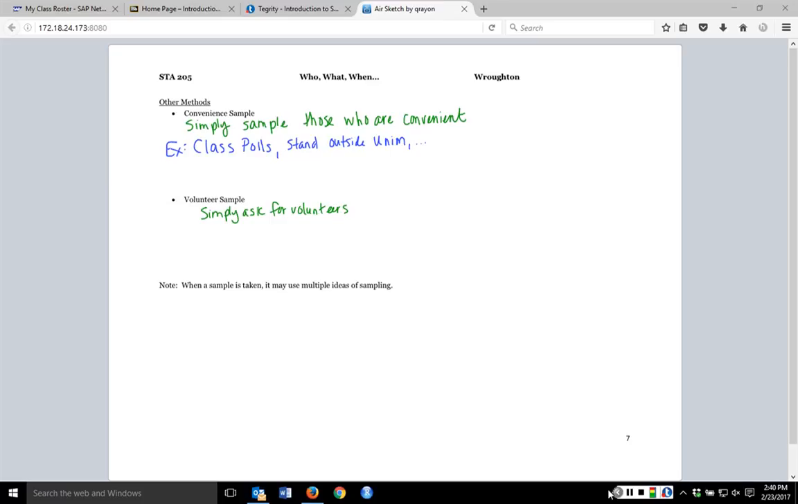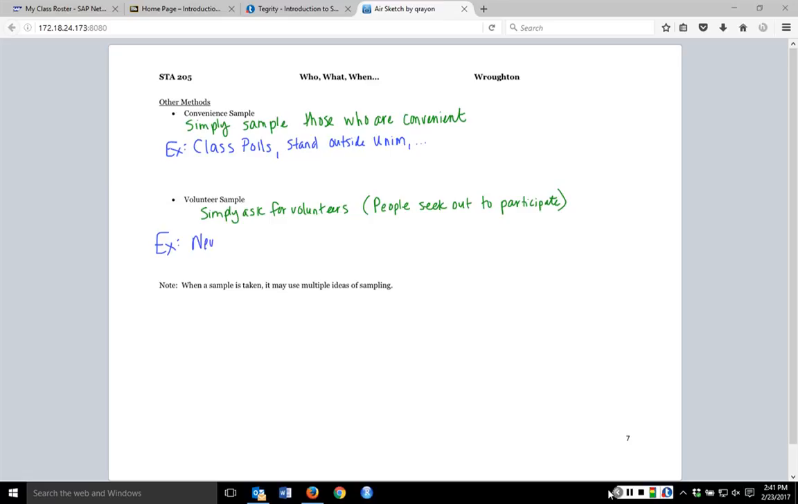And the volunteer sample is a little bit different. So with most other sampling methods, we seek out the people to be part of our sample. With the volunteer sample, it's the other way around. So the people seek us out. So we don't actually ask them to participate, in the sense they come to us to participate, if that makes sense. So some examples of that to understand that difference.